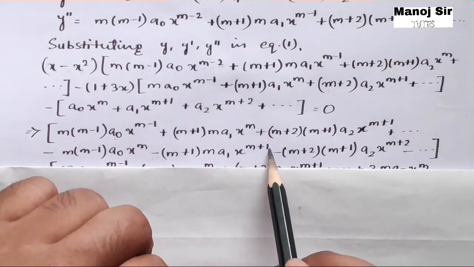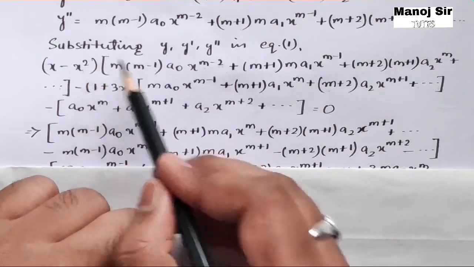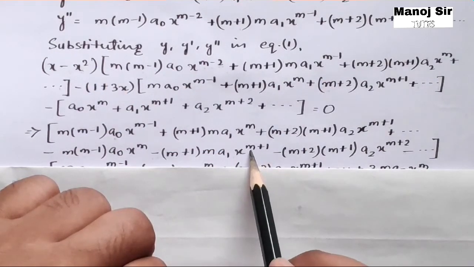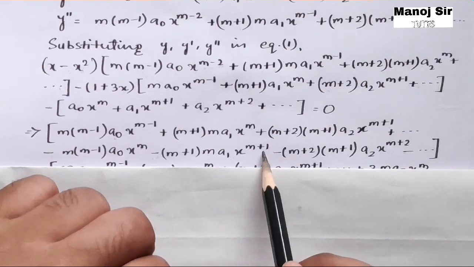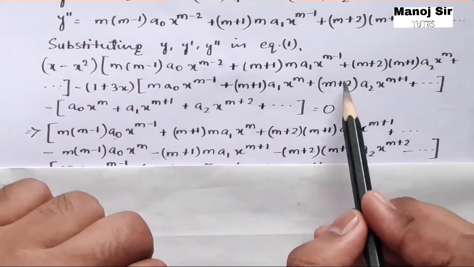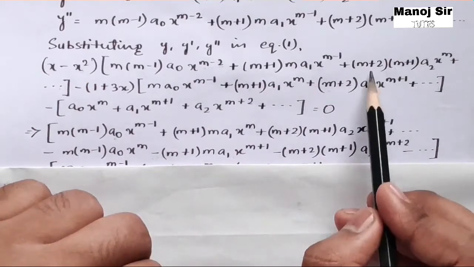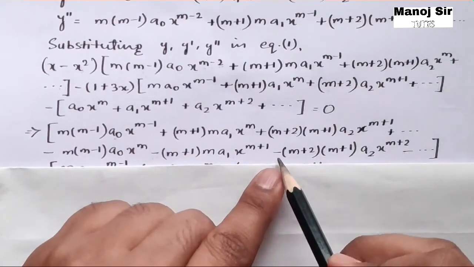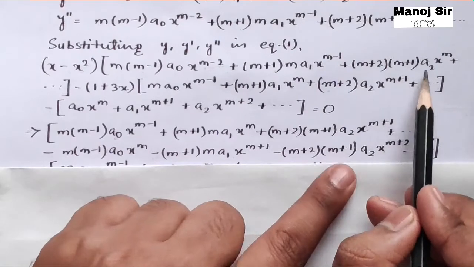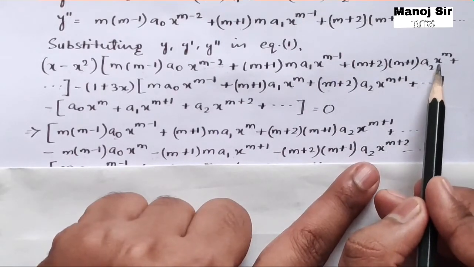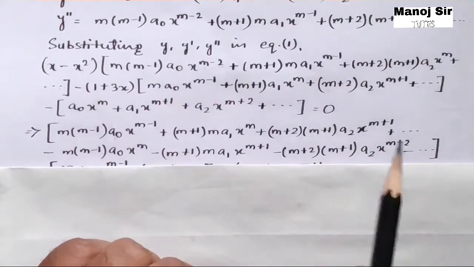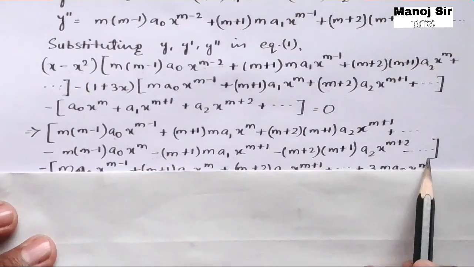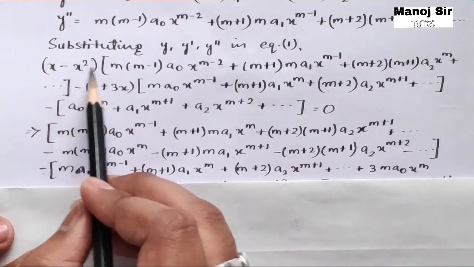Yes, that is x to the power m plus 1. Minus x square into this will give me this part, x to the power m plus 1. Similarly, if you multiply minus x square with this, you will get m with negative sign, minus (m plus 2)(m plus 1) a2, and here it will be x to the power m plus 2, minus dot dot dot. So we have solved the first term.